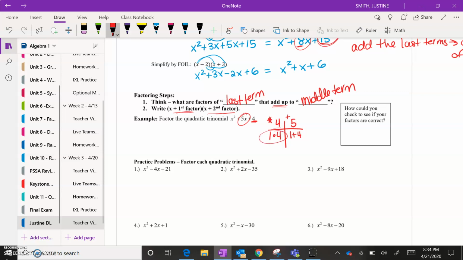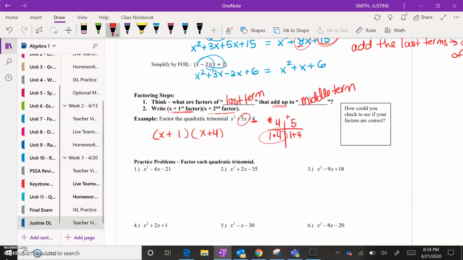So now we're just going to take this and substitute it in. So we're going to have x plus 1 and x plus 4. Okay, and you could have switched that around. So we could have x plus 4 and x plus 1. You can also always check this by FOILing.